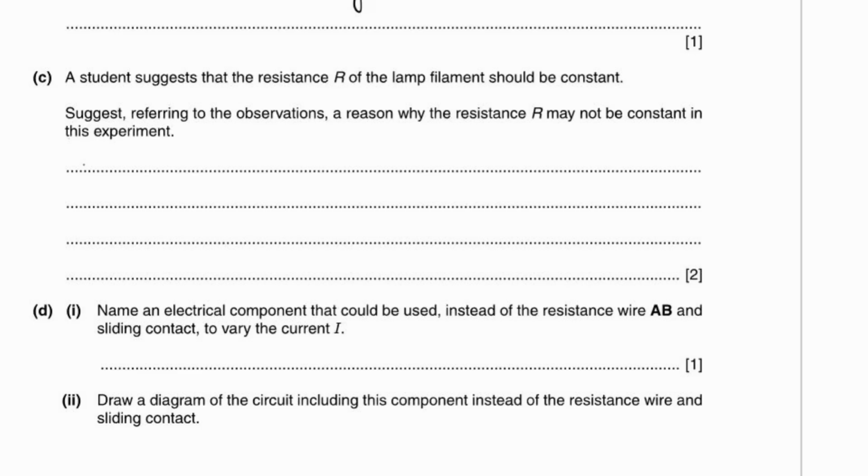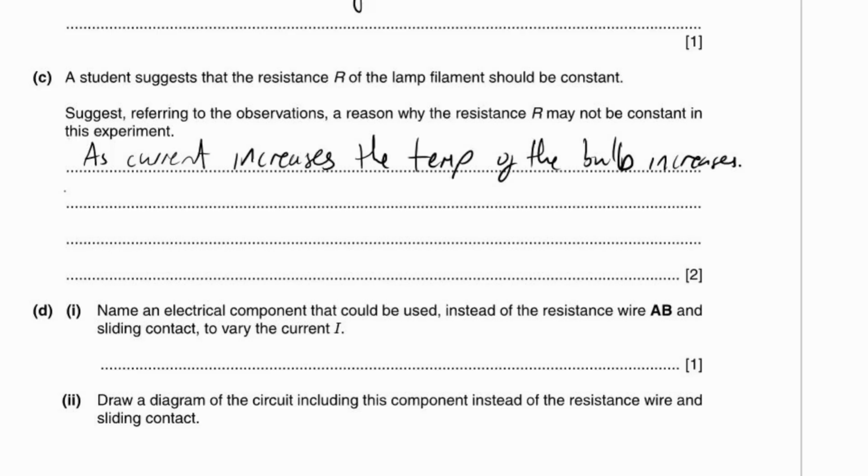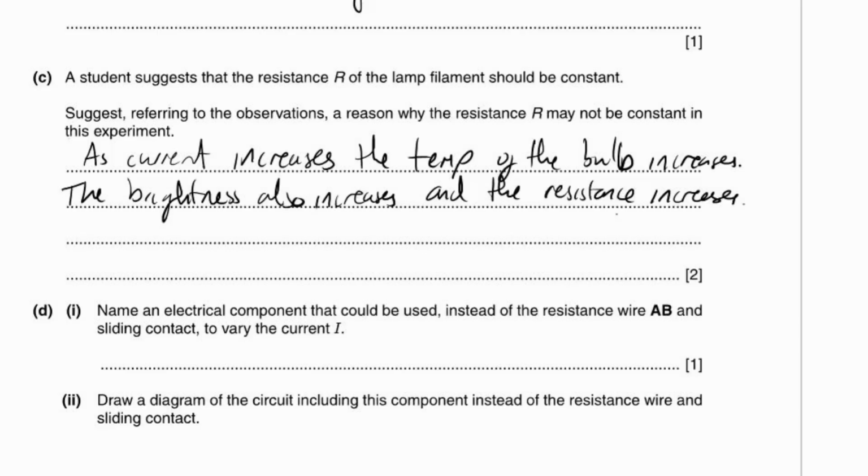So let's answer the question. As the current increases, the temperature of the bulb increases. The brightness also increases and the resistance increases. So really our key points here is that the resistance is increasing and the temperature of the bulb is increasing with the current. Those points.